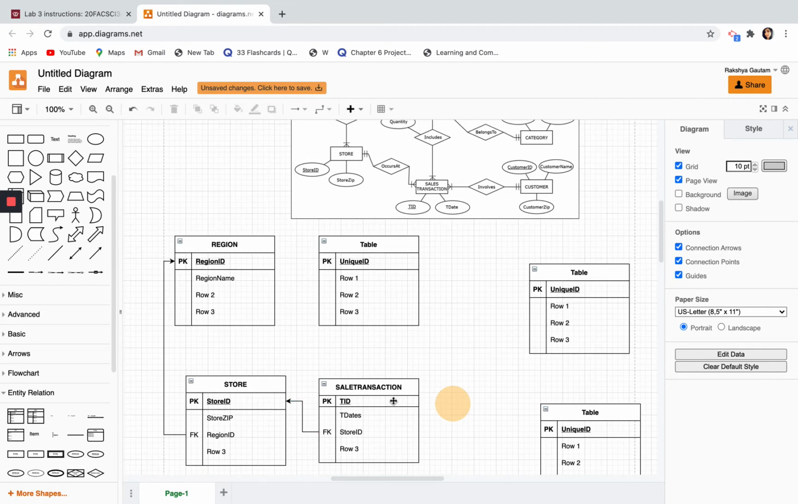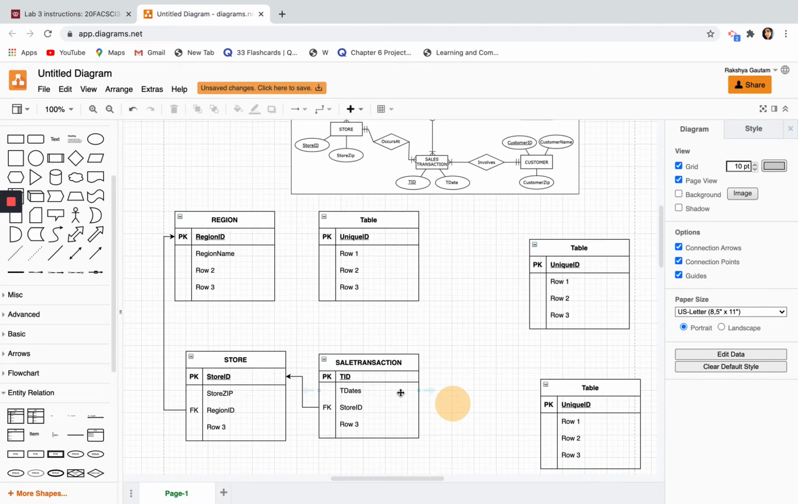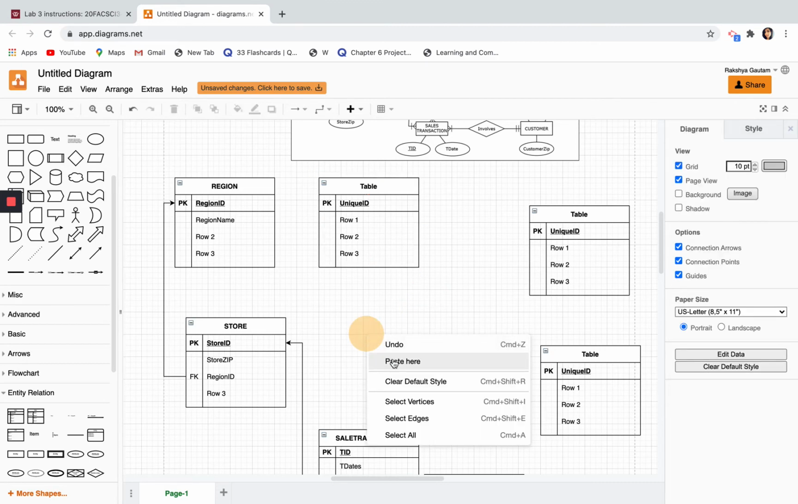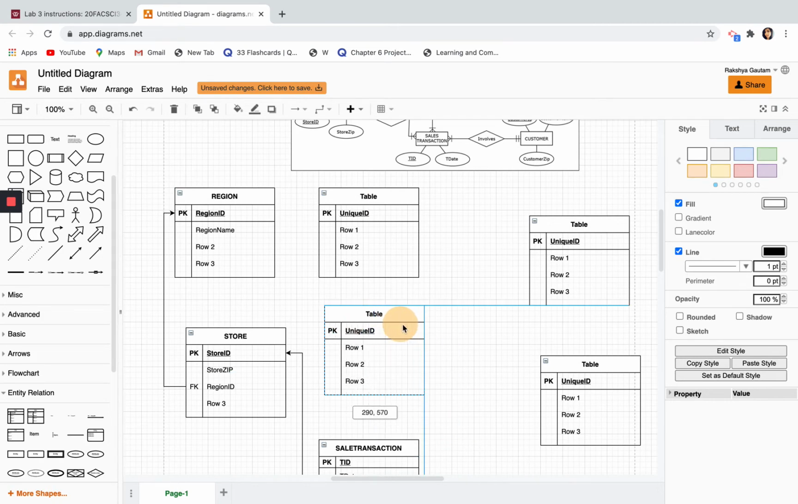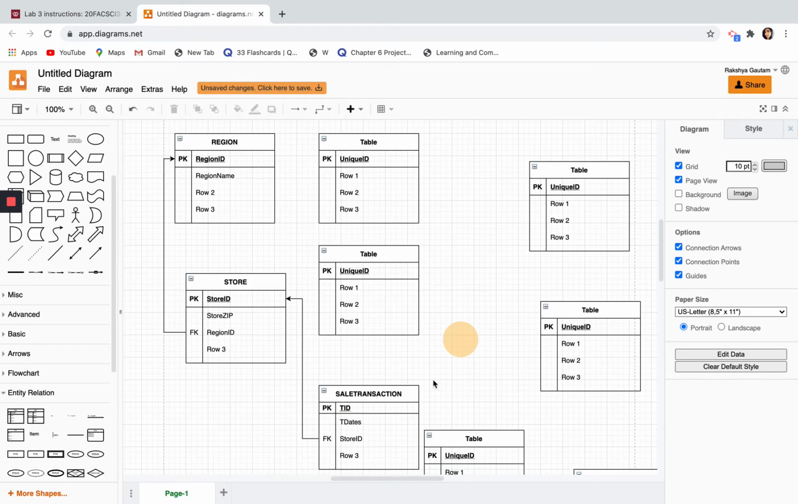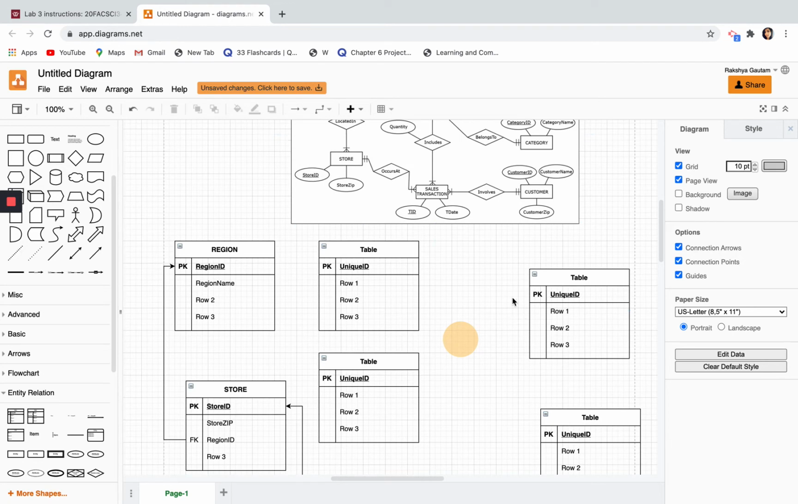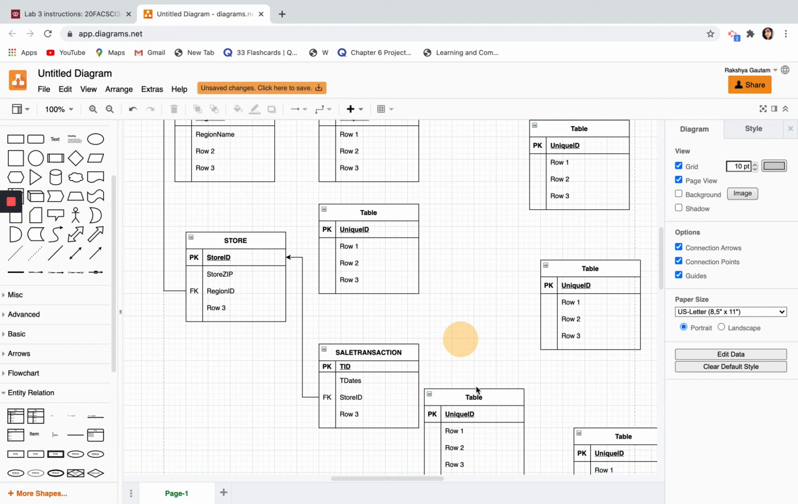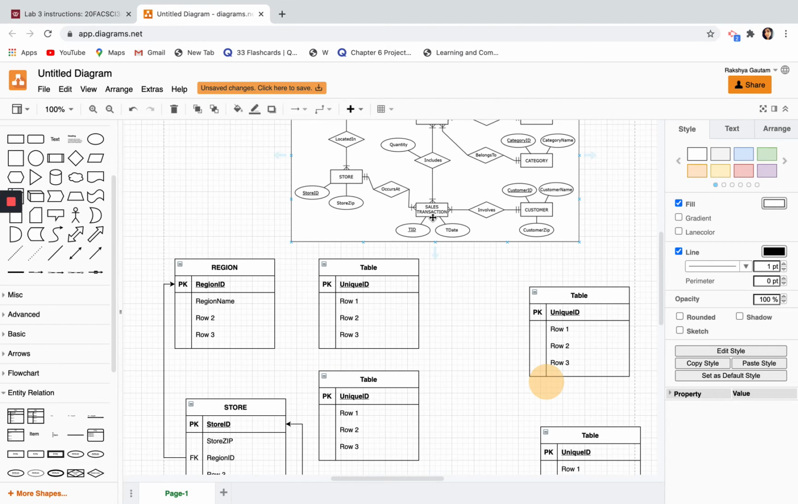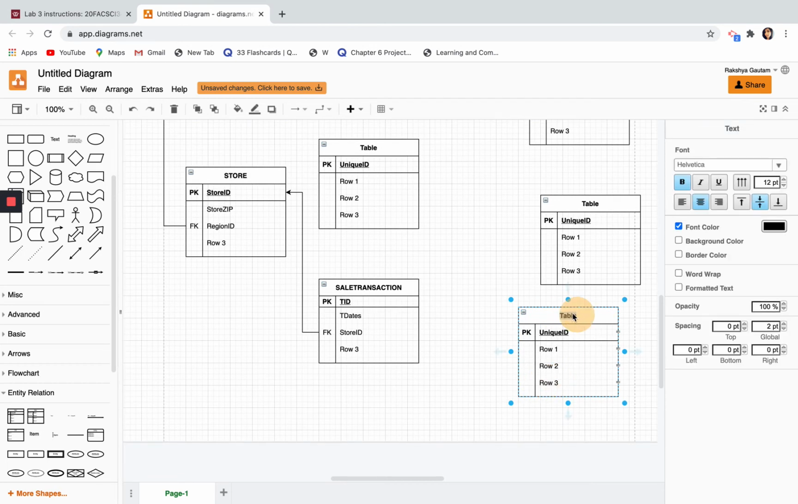So next we have the customer. The sales transaction is connected to customer, and it has a many-to-one relation. So here is a table for customer.